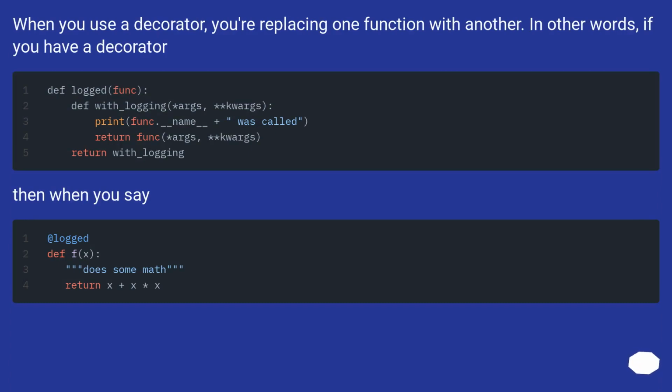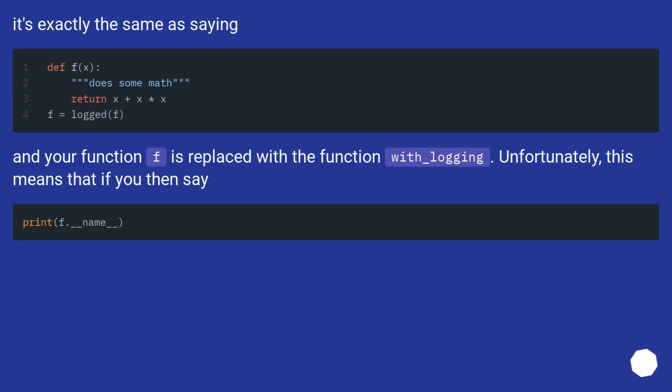When you use a decorator, you're replacing one function with another. In other words, if you have a decorator, then when you say it's exactly the same as saying and your function f is replaced with the function with_logging.